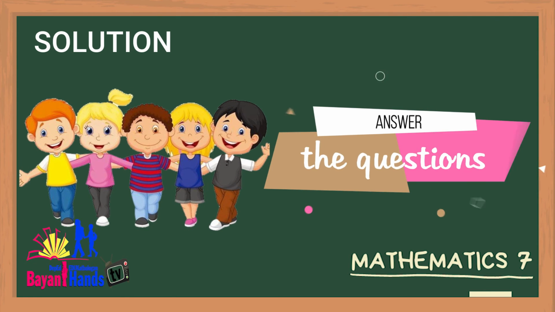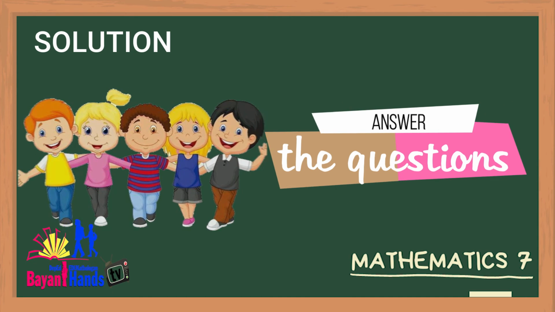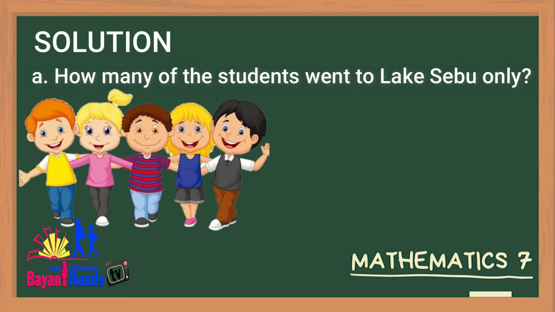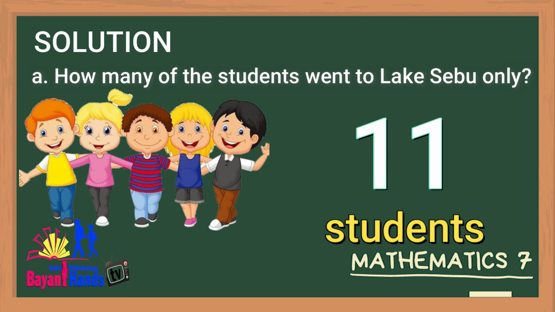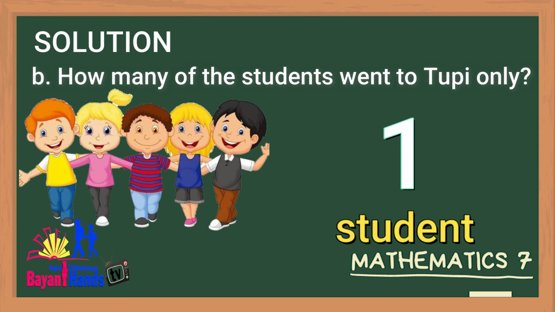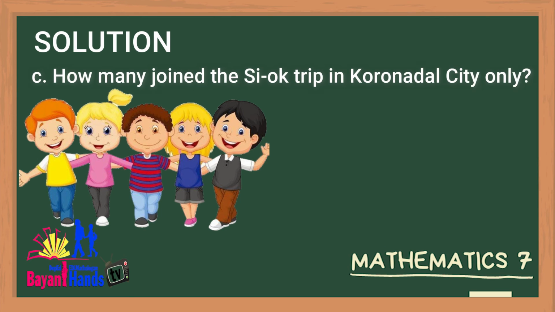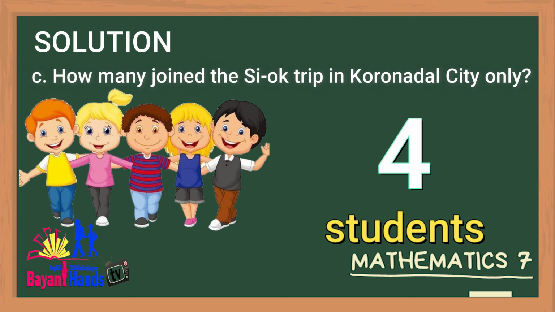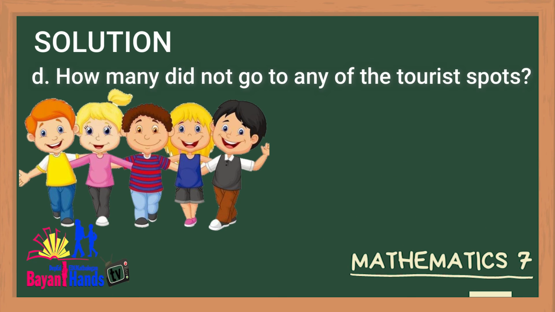Lastly, answer the questions being asked. Letter A. How many of the students went to Lake Cebu only? 11 students. Letter B. How many of the students went to Tupi only? Answer, 1 student. Letter C. How many joined the Siok trip in Coronadal City only? 4 students. Letter D. How many did not go to any of the tourist spots? Answer, 16 students. Finally, we are done.